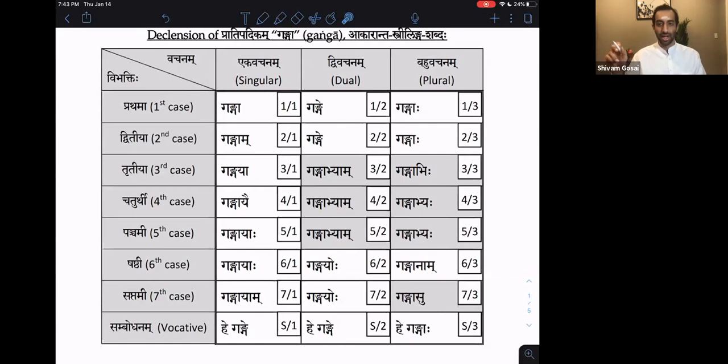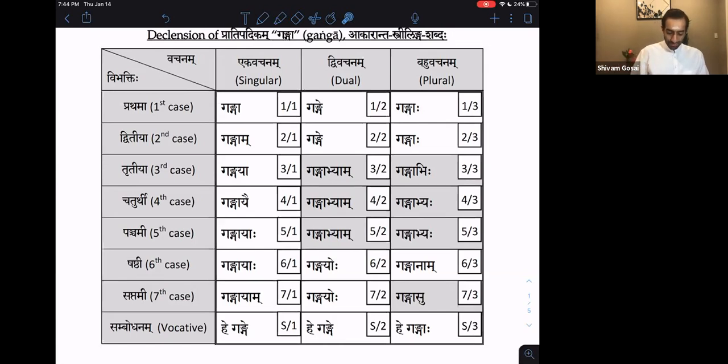Gangabhyam, Gangabhyaha. So sixth case now. Gangayaha, Gangayoho, Ganganam. Again, Gangayaha, Gangayoho, Ganganam. Seventh case, Gangayam, Gangayoho, Gangasu. Again, Gangayam, Gangayoho, Gangasu. He Gange, He Gange, He Gangaha. Again, He Gange, He Gange, He Gangaha.